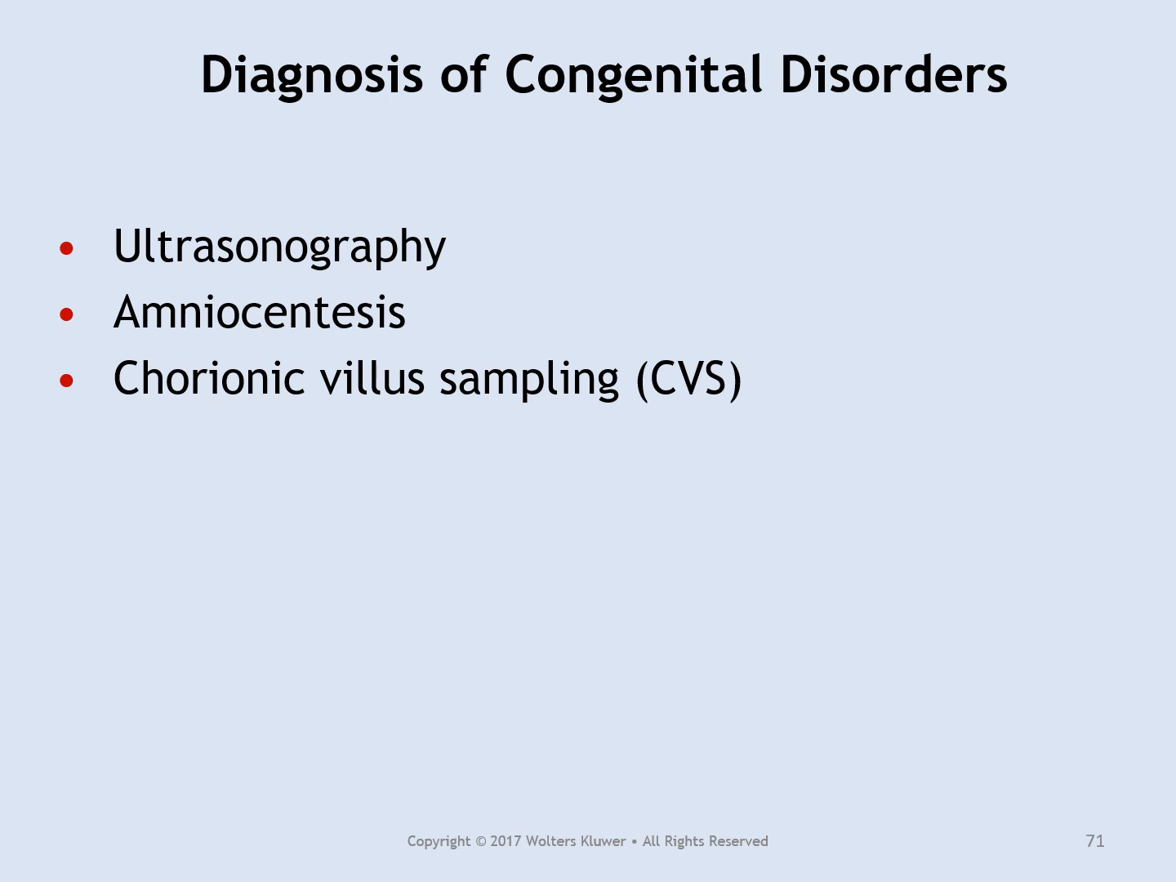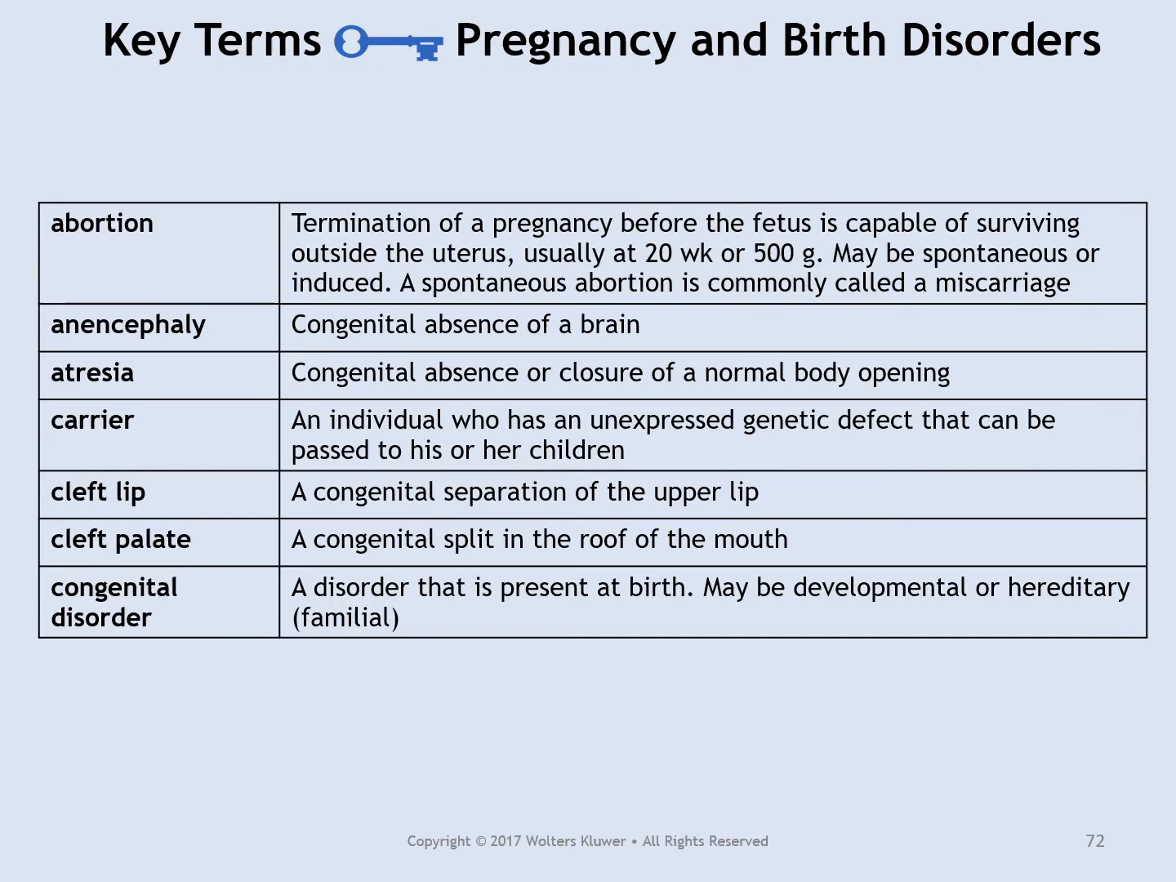Use amniocentesis, pull out some cells and look and see if they're abnormal. Ultrasonography, take a look at them using sound waves, and chorionic villus sampling as well.